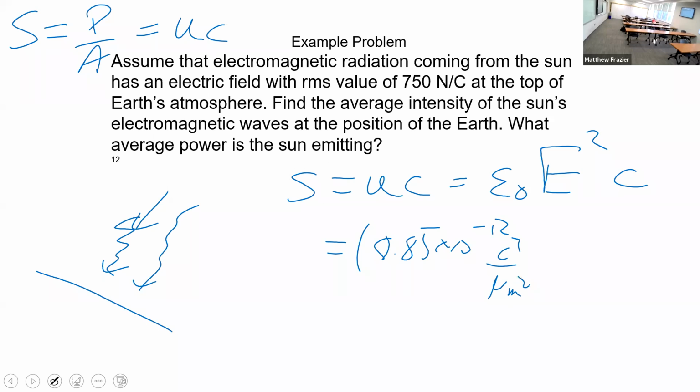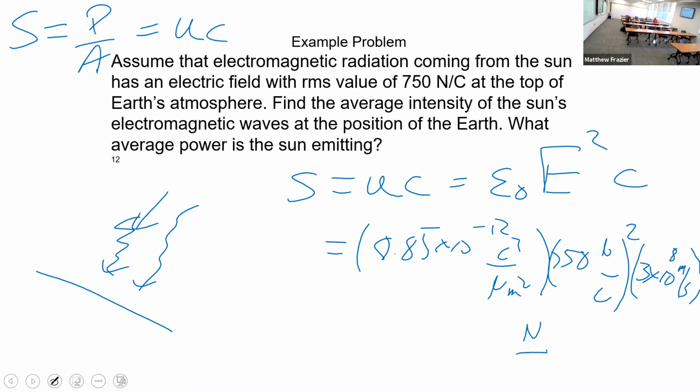Coulomb squared per Newton meter squared, 750 newtons per coulomb squared, 3 times 10 to the 8 meters per second. So units on this, you'll have newtons. The coulomb squared will cancel out. You'll have meters on the bottom, and then you'll have seconds on the bottom. And then you really want to get to something that makes more sense, right? Because the units on this is power versus area should be watts per meter squared. So meters on top, meters on the bottom. And then this is joules per second per meter squared, which is watts per meter squared.